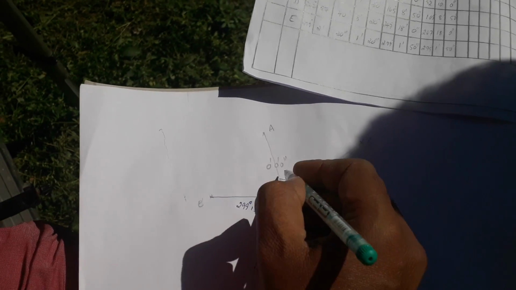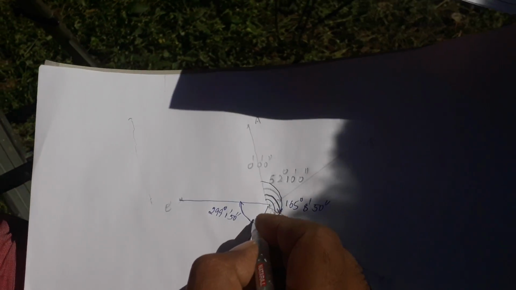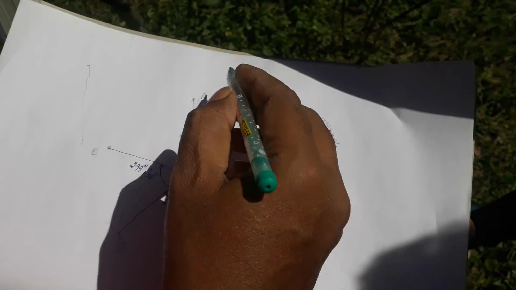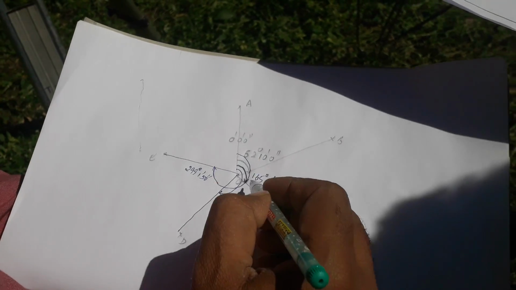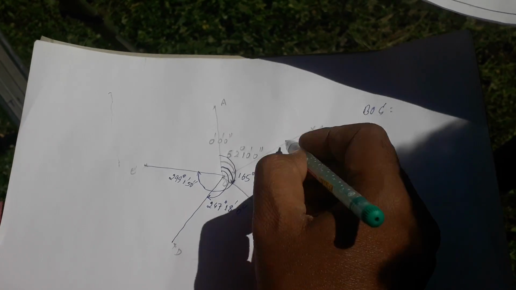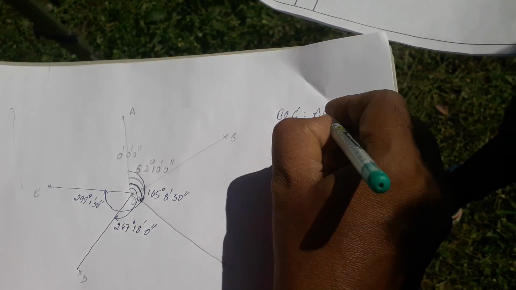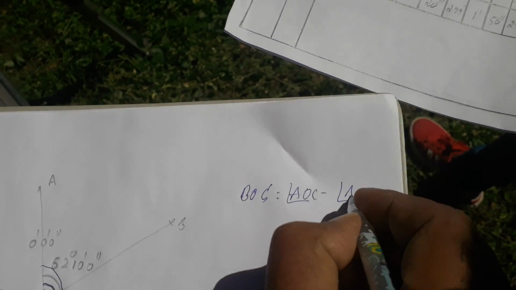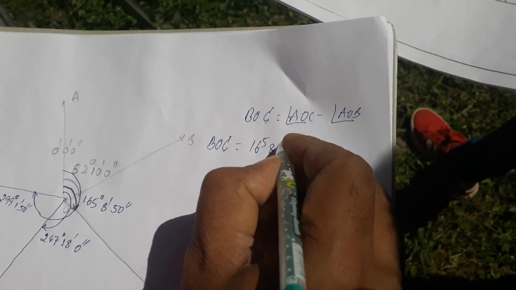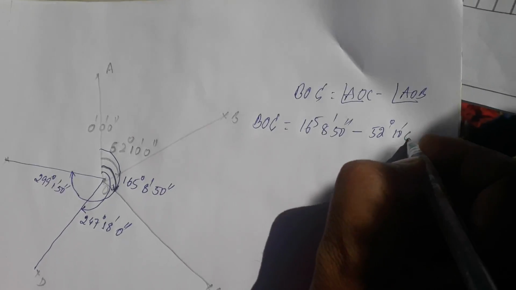Then AOA, once again it is 360 degrees in the instrument. AOA will be equal to 360 degrees. Now, if I want to find the remaining angles, suppose angle BOC, how to find BOC? Angle AOC minus angle AOB. Therefore, angle BOC will be equal to 165 degrees 8 minutes 50 seconds minus 52 degrees 10 minutes 0 seconds.